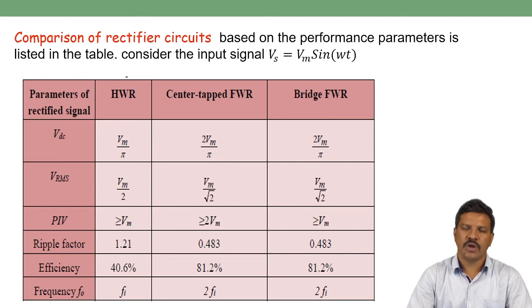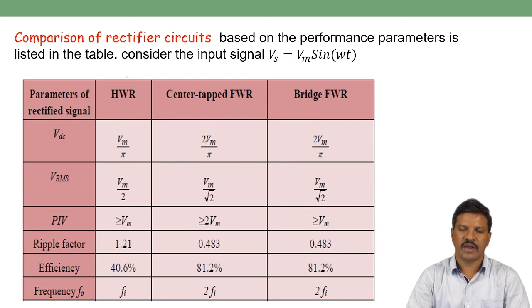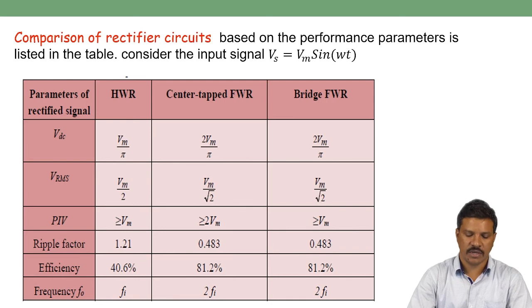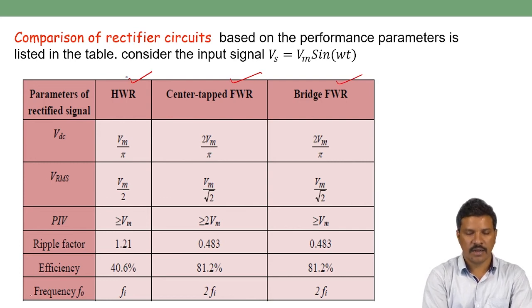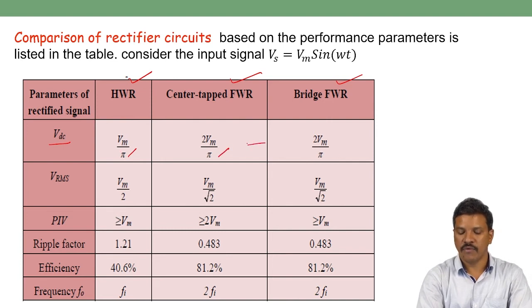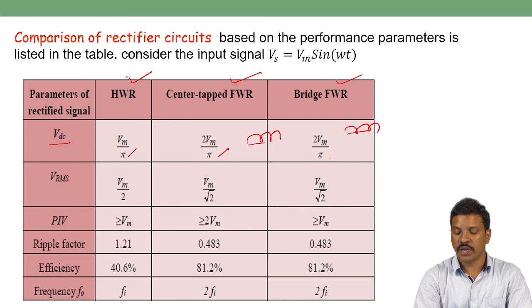Every time we analyze a particular electronic circuit, by seeing the final analysis we can decide that it is useful for a particular application. Here are the three rectifiers, half wave, full wave, and bridge rectifier, and these are the parameters in the vertical direction. First we see VDC, the DC voltage. For the half wave rectifier we got Vm by pi. In the full wave rectifier, 2 Vm by pi. The output waveforms of the bridge rectifier and full wave rectifier are the same, so we measured the same DC voltage, 2 Vm by pi.